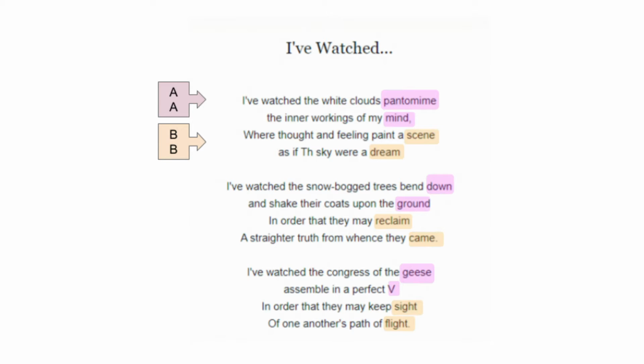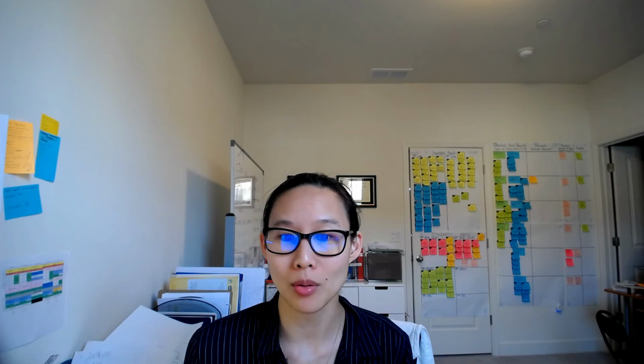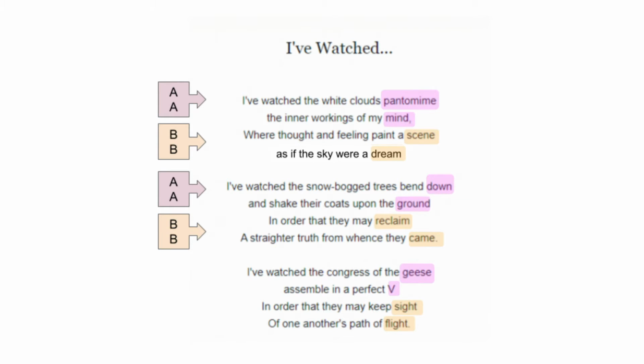So we write AA to show that the first two verses belong to each other because they rhyme with one another, and BB to show that these two verses go together because their last words rhyme with each other. We call this an AABB pattern, and you will see that throughout the rest of the poem. Watch. Ground, down, they go together. Reclaim, came go together. Geese, sight, flight. So the pattern in this poem, or the rhyme, is an AABB pattern.